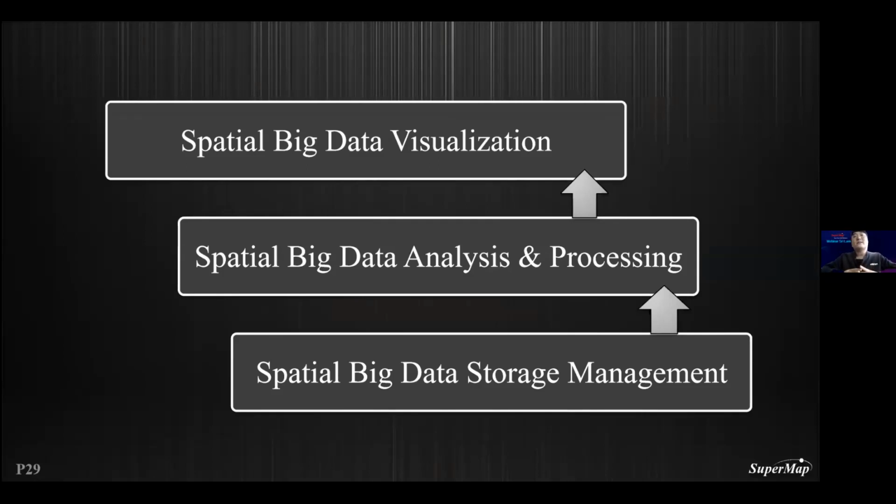And the big data GIS is divided into these 3 parts. I want to explain it from bottom to top. At the very bottom is the spatial big data storage management. It shows us how to manage the spatial big data. The second one is the analysis and processing. It shows us how to do the spatial analysis and the data processing. And on the top is the spatial big data visualization on different terminals, such as on the website, on the desktop side, even the mobile side.